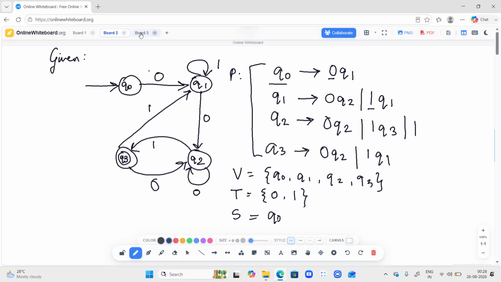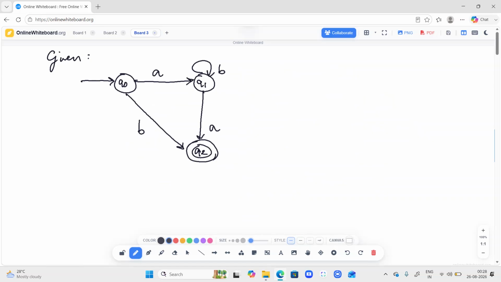Let's take one more example to understand how to convert DFA into grammar. There are 3 states, so you will be getting productions for all these. Let's start with Q0. Q0 on a will take you to Q1. Q0 on b goes to Q2. Because on b you are reaching a final state, so you will also write single b over here.